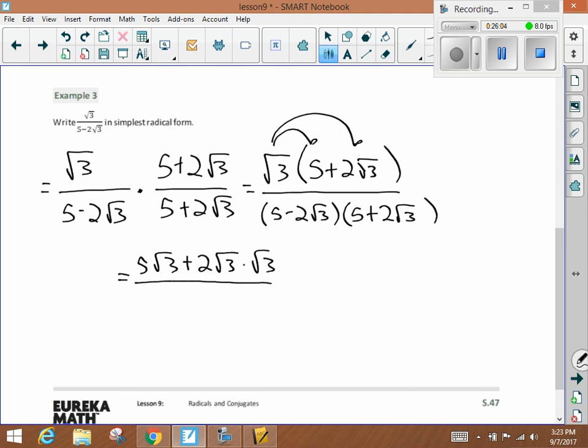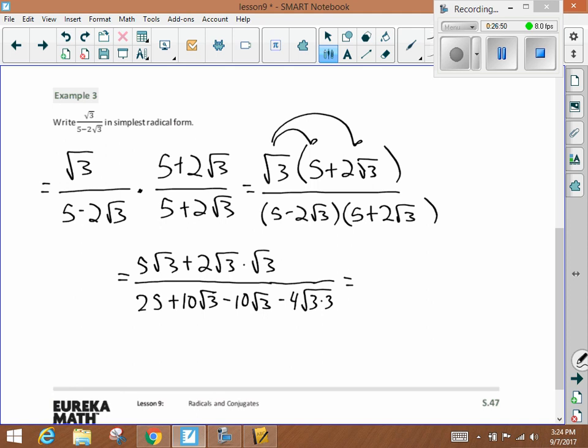I'm just going to write it out like that for now. Let's go ahead and do our denominator. 5 times 5 is 25. And 5 times 2 root 3 is going to be 10 root 3. Right? We're going to multiply those coefficients just like we did if they were coefficients of x. Now I'll multiply negative 2 root 3 times 5, which is going to be negative 10 root 3. And I'll multiply negative 2 root 3 times negative 2 root 3, which is going to be essentially negative 2 times negative 2, which is negative 4 times root 3 times root 3. Right?